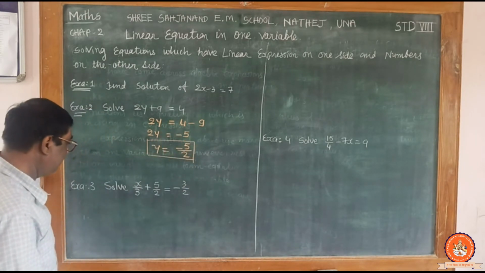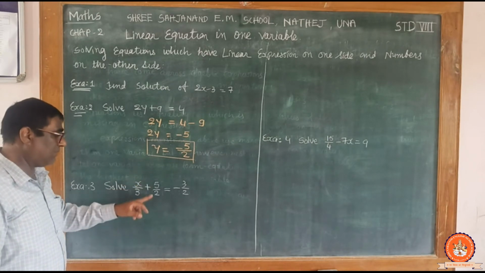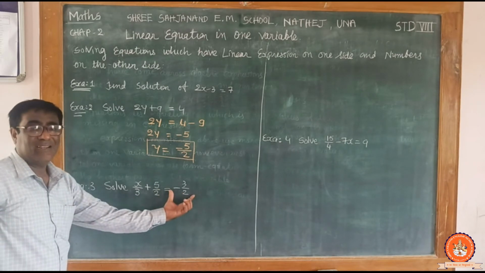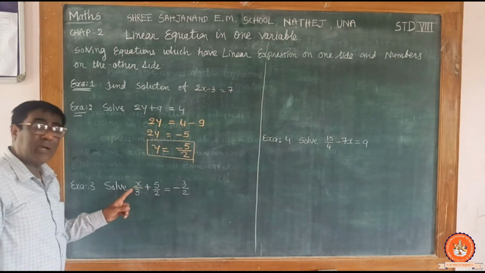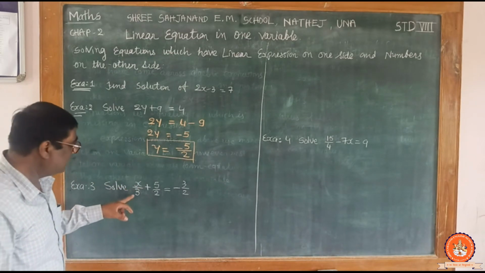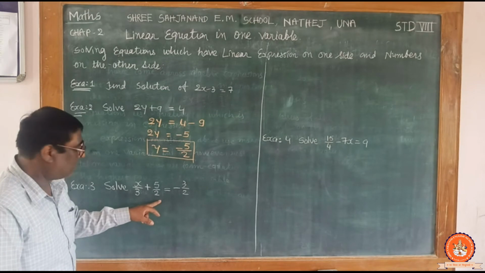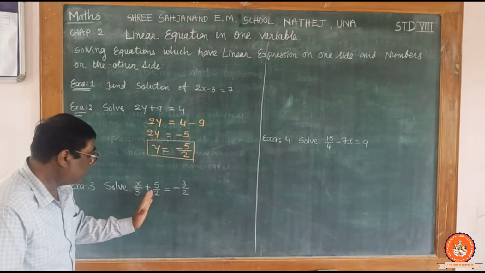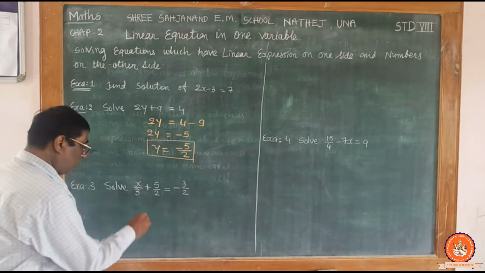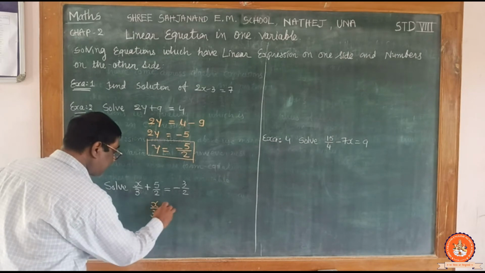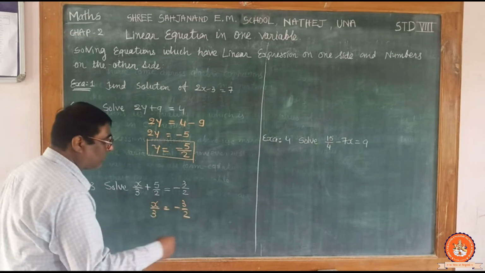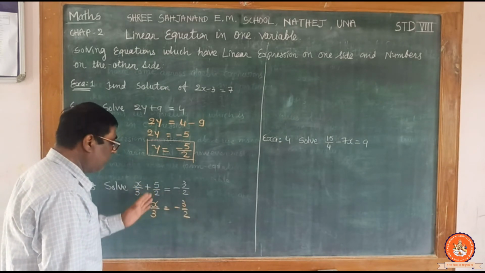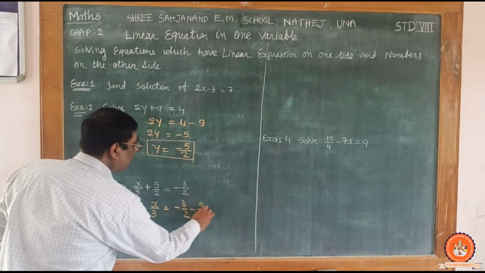Now here solve x by 3 plus 5 by 2 is equal to minus 3 by 2. The expression is on the left hand side and the number is on the right hand side. But look, the coefficient of x is a fractional number, that is, a rational number. Same as we have done earlier, here we will move 5 by 2 to the right hand side. So x by 3 will be as it is, minus 3 by 2 will be as it is, and only 5 by 2 will be moved to the right hand side. So plus 5 by 2 will be minus 5 by 2.